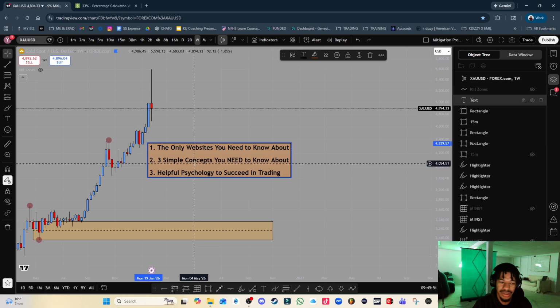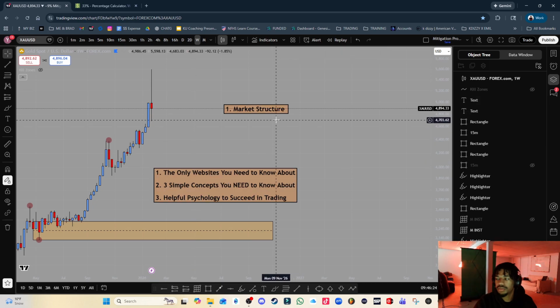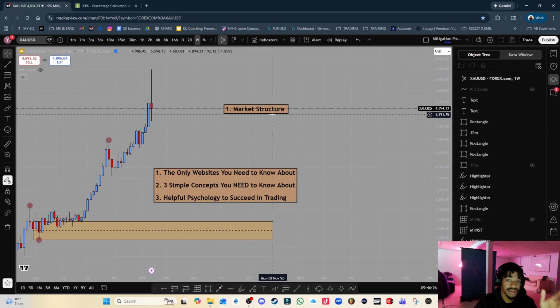Number two, 3 simple concepts that you need to know. So number 1 is market structure. Market structure, in my opinion, if you know how to identify market structure, you can make money. Maybe not as efficient, but you'll at least know where the market is going and where it's structured, and you'll know how to capitalize on the same direction that it's going in. So let me give a brief example and explanation of market structure and show you guys in real time.